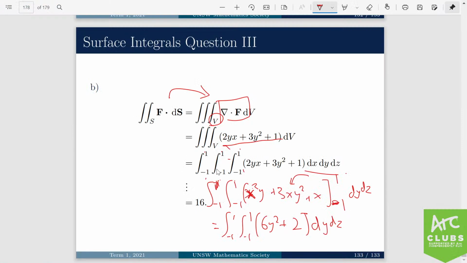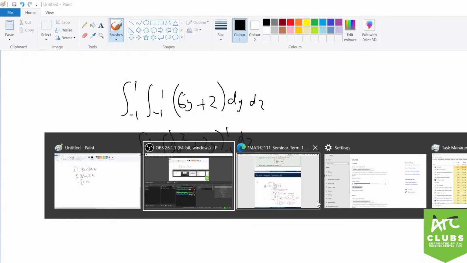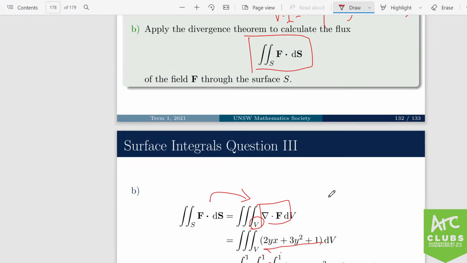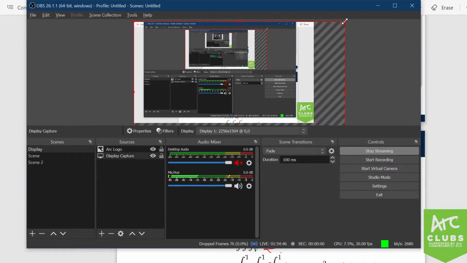Did I miss one? I did, didn't I? Damn it. Okay. All right. 3xy squared. Wait, what happened? Still streaming. All right, the power went out. Okay.